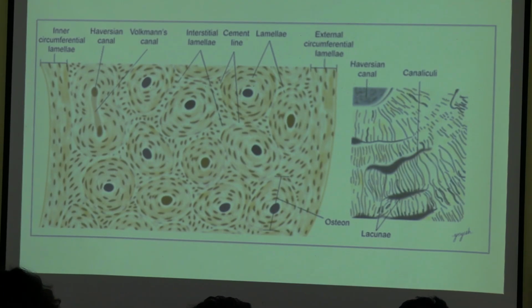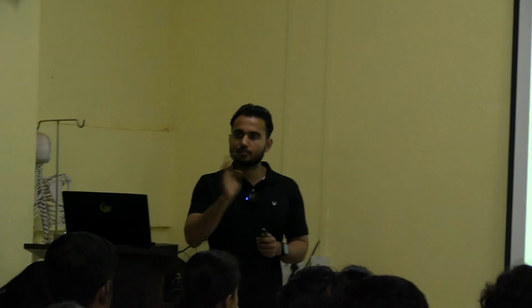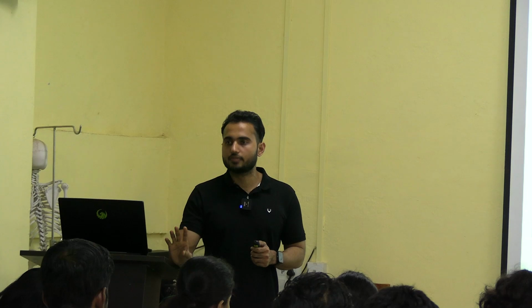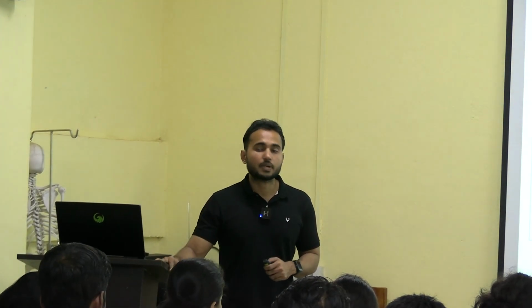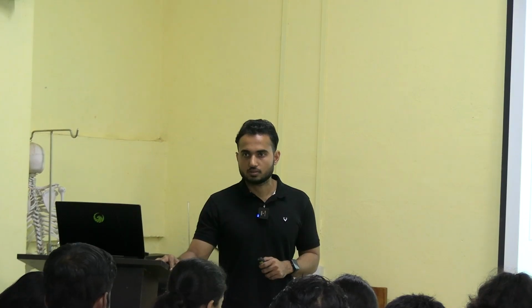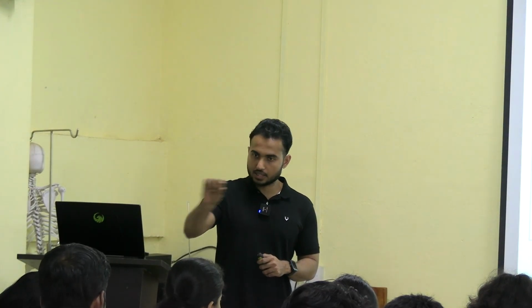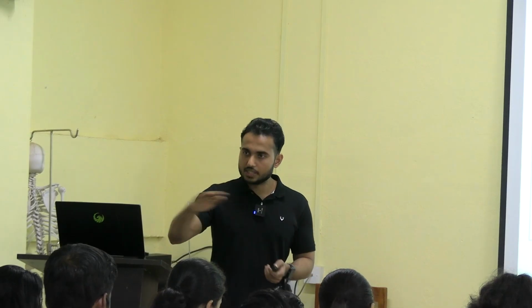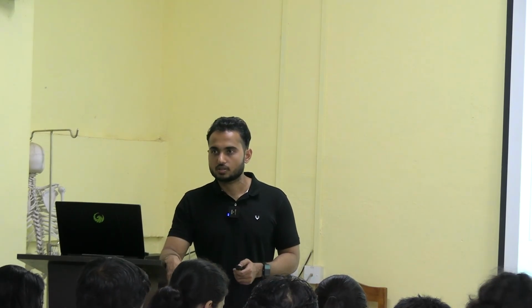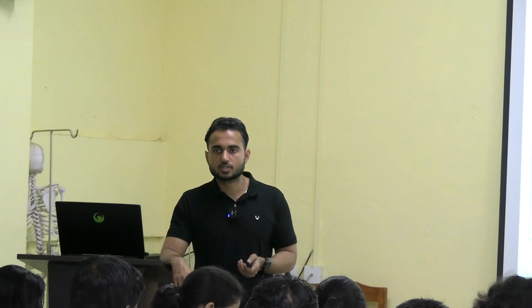Okay, so in a TS, the Haversian canal and Volkmann canal, the appearance will be different, because they are always situated perpendicular to each other. The Haversian canal and the Volkmann canal are situated perpendicular to each other. So that's why if you're taking a TS, the appearance will be different. So like this you have to imagine and then you have to study.